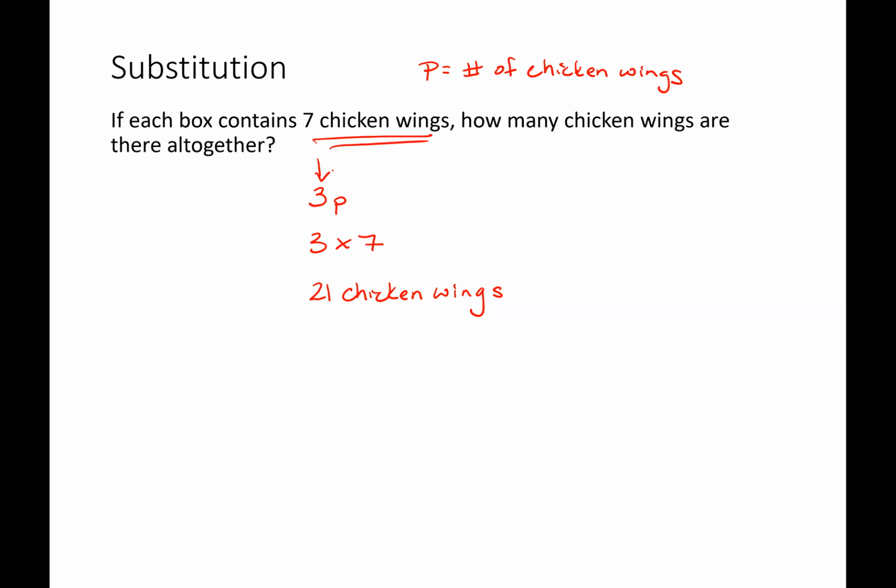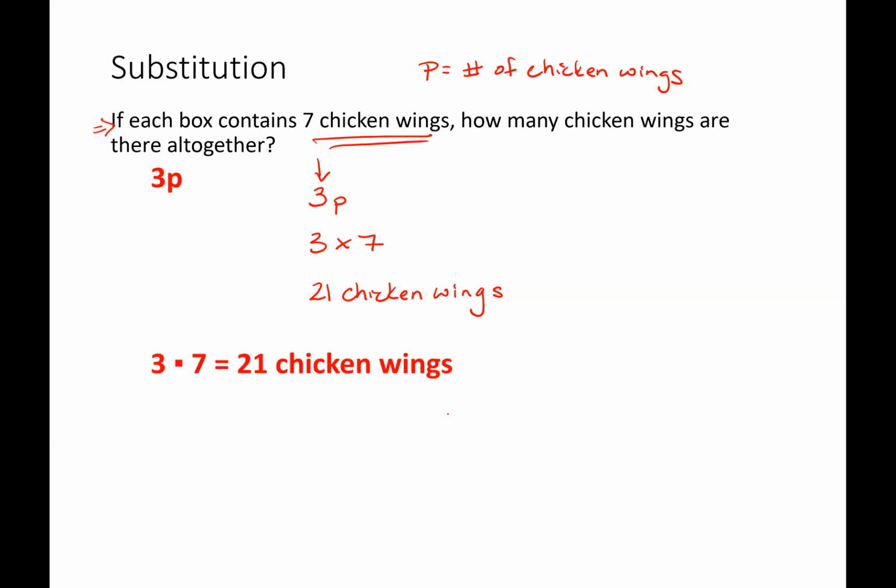Sure, that's a great question. So P is 7 because we had our algebraic expression already, right? The previous slide had told us that we had 3 boxes with P chicken wings in them. And then this problem right here says if each box contains 7 chicken wings. So the answer to your question is this particular problem is telling us to substitute 7 for P. It could also say if each box contains 10 chicken wings, then how many chicken wings are there? In that case, we would substitute 10 for P, and our answer would be 30. Does that make sense? Okay.